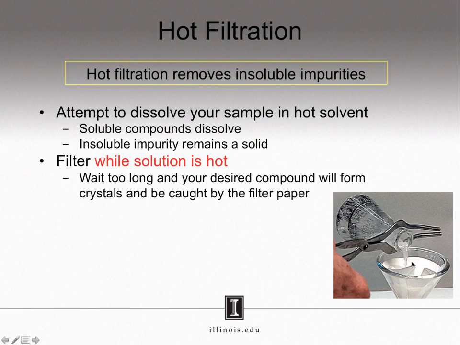When performing a hot filtration, you do have to take care. The moment you take your flask off of the hot plate, your solution will begin to cool. If it cools too much, your desired compound will begin to form crystals, and those crystals will be caught in the filter paper. A hot filtration must be performed rapidly, but also carefully. The glass will be hot and the solution will be hot. To slow the rate of cooling that will occur as your solution passes through the filter paper, you can pre-warm the filter paper and the funnel using pure hot solvent.